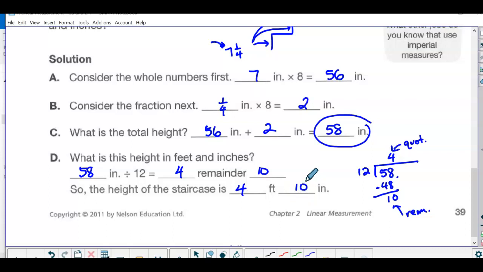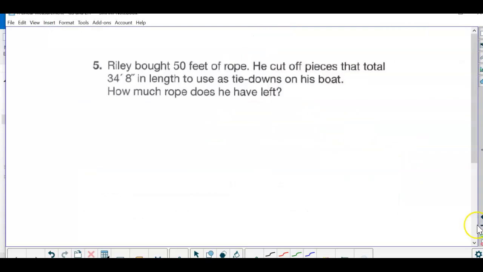If I told you someone's height was 61 inches, you divide by 12, you get 6 with a remainder of 1. So, sorry, not 6. You get 5 with a remainder of 1 for 61 inches. Okay, so that's the lesson. I do want to go through question 5 from the exercises with you.